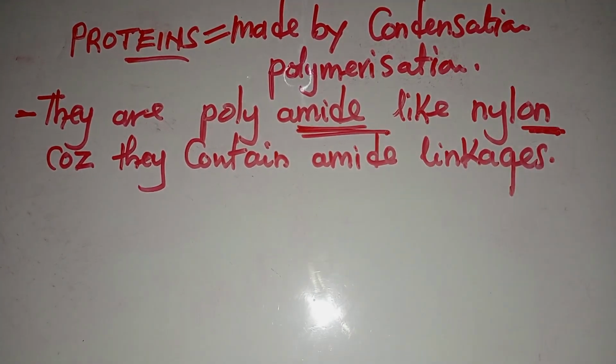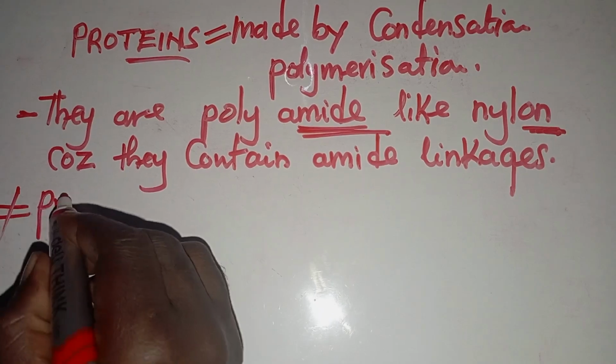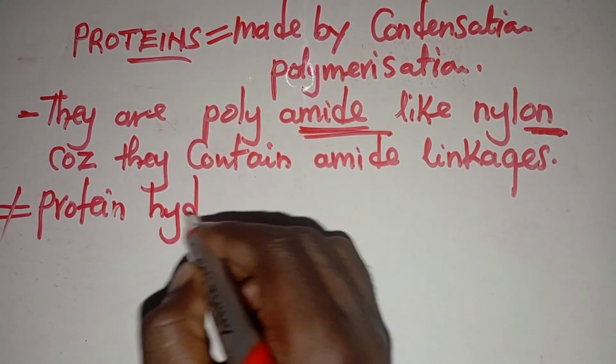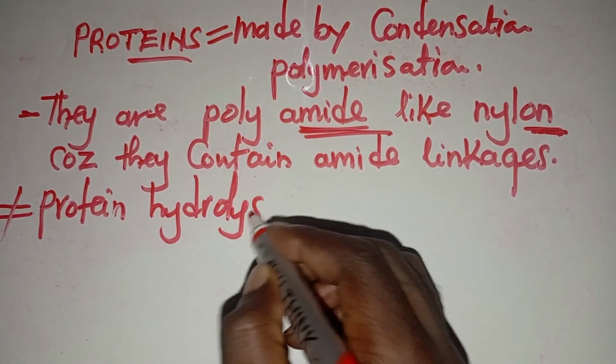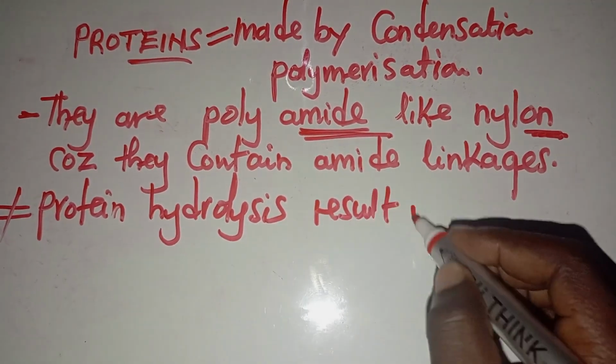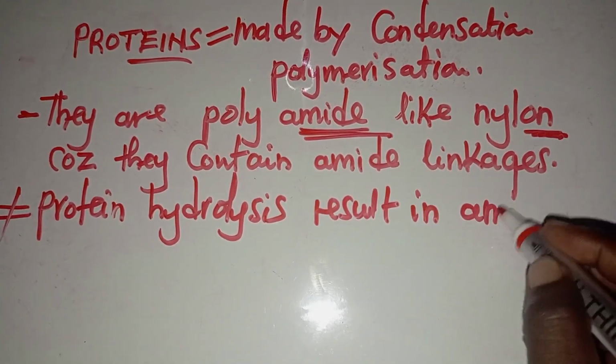So this is what you need to understand. I want you to understand that protein hydrolysis results in what? Amino acid. This is what you need to understand. So when protein undergoes hydrolysis, protein hydrolysis gets to result in amino acid.